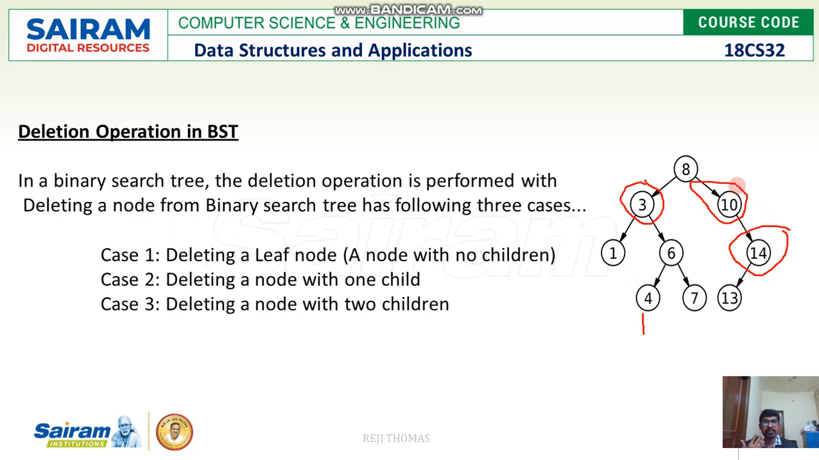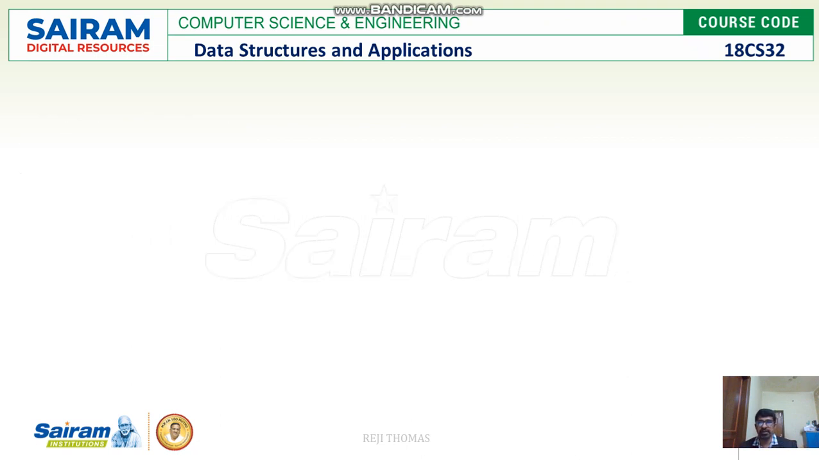Second one is the node to be deleted has got one child. The third case is the node to be deleted has got two children. So let us see these cases one by one.